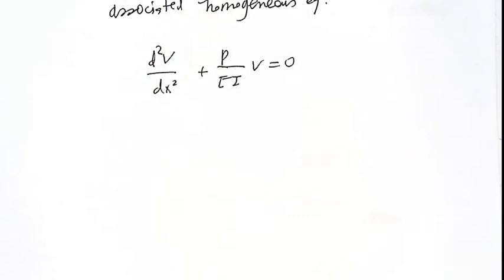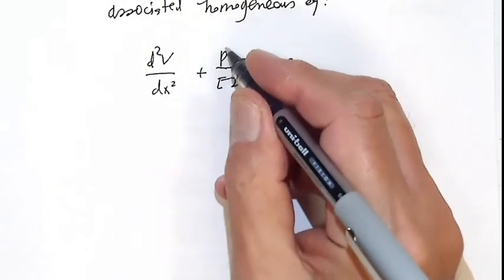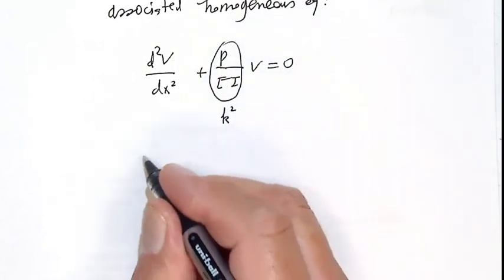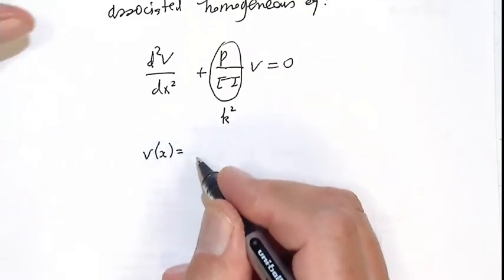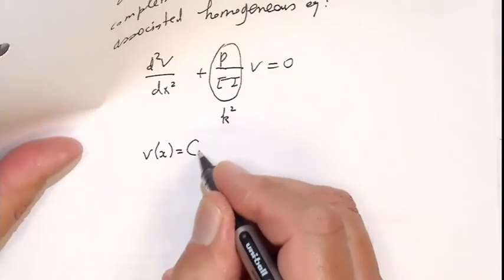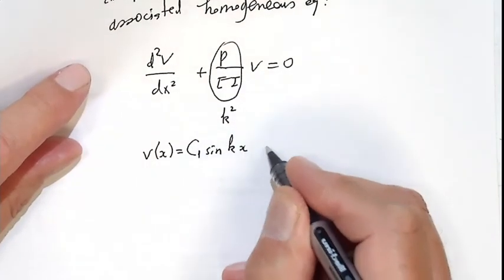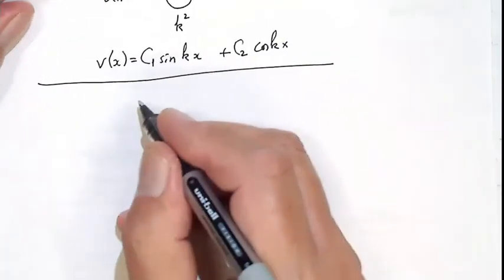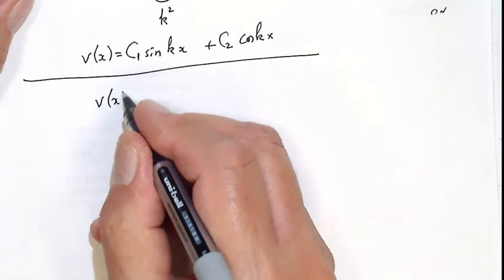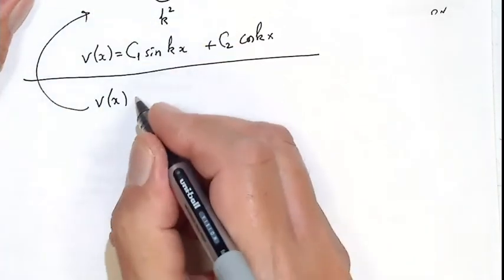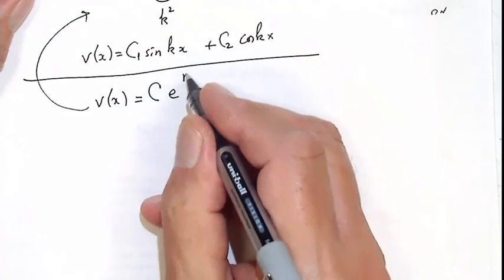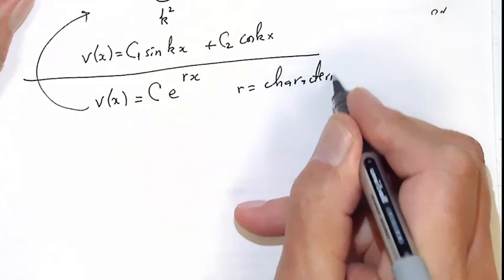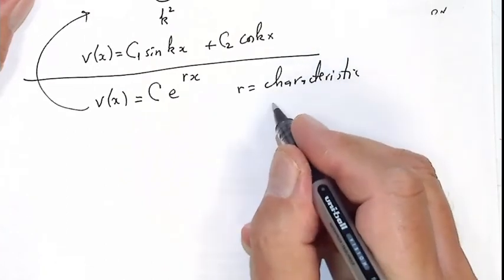Okay? Then we actually found already this. If you remember, we denoted this as k squared. And then we found v of x equaled c1 sine kx plus c2 cosine kx. But I will derive again. So look, please. V of x, we are looking at c times e in power rx. R is characteristic constant, exponent.